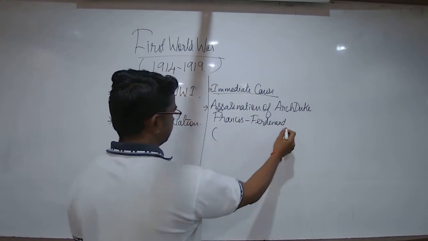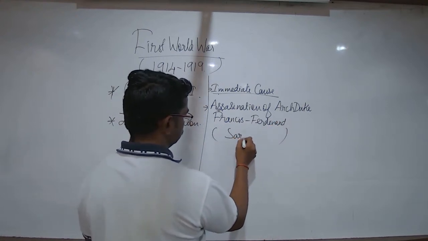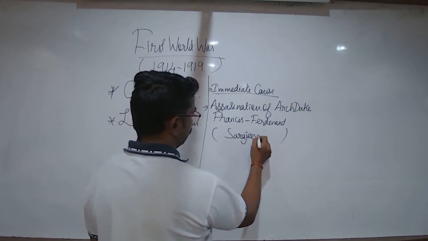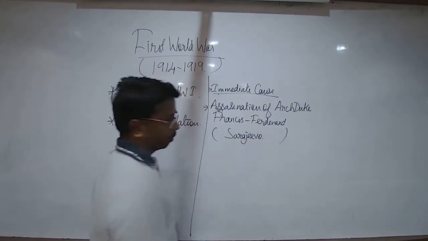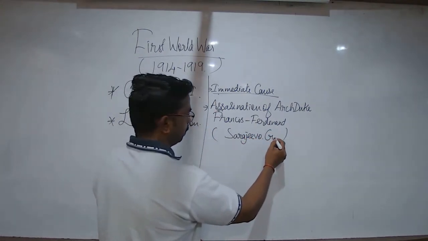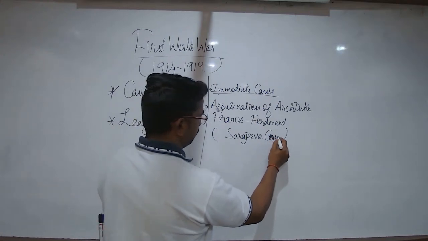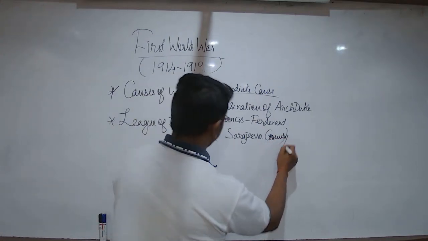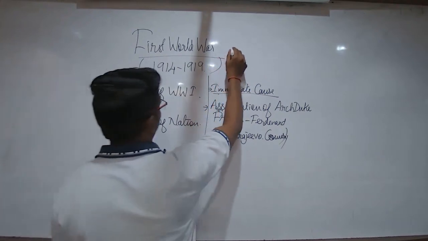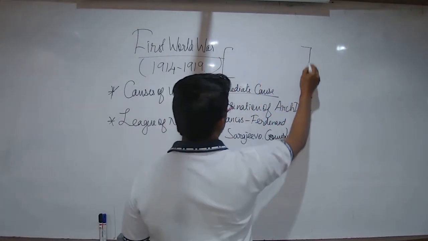Also known by which crisis? Sarajevo Crisis. The place was Sarajevo, the capital of Bosnia. Bosnia, the country. Let me tell you. You have to find me and tell me which are the two groups which fought these two world wars.